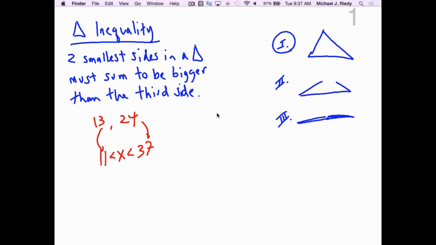Question. What is it called when a triangle collapses on itself? This? Yeah. It's called a segment.